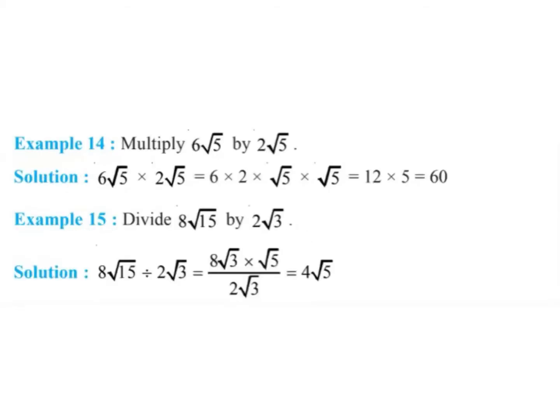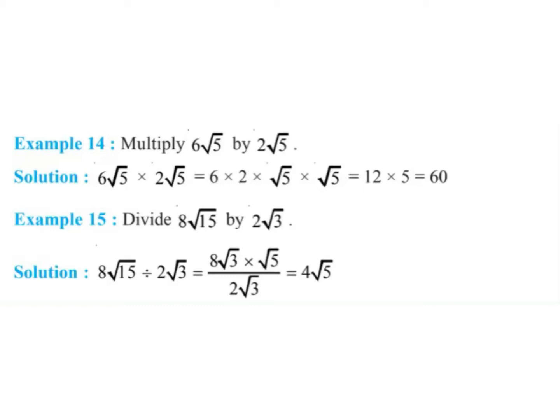Next is multiply 6 root 5 by 2 root 3. So you have to multiply 6 root 5 into 2 root 3. Here you have to multiply the rational numbers together and irrational numbers together. That is 6 into 2, that is equal to 12, and root 5 into root 5 is 5. So 12 into 5, that is equal to 60.